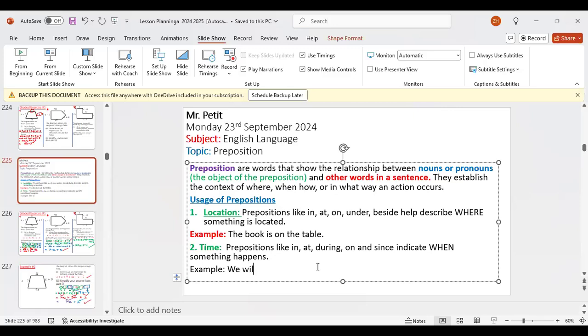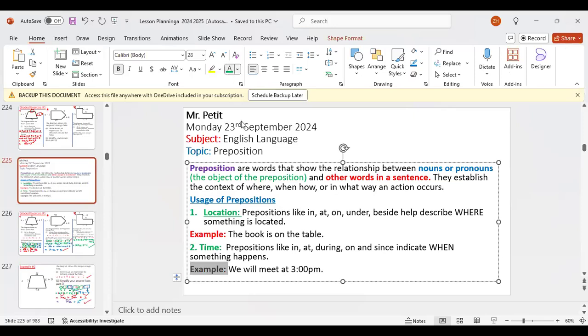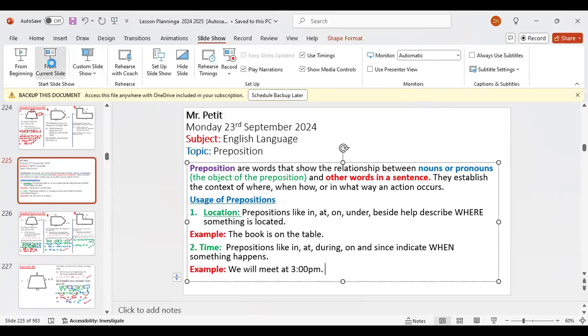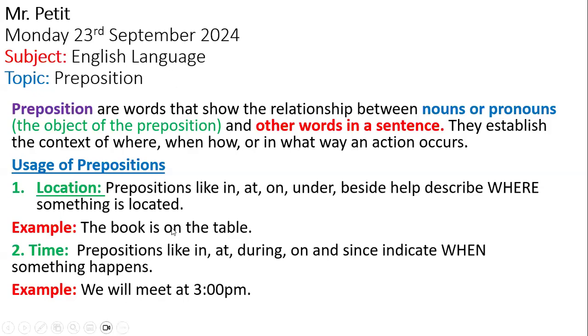We will meet, help me out. At what? At the library. The bookstore. The mall. 3 p.m. We will meet at 3 p.m. What's the preposition? At. It's there to indicate the time. All right, your turn. Give me a sentence that contains a preposition that involves time.